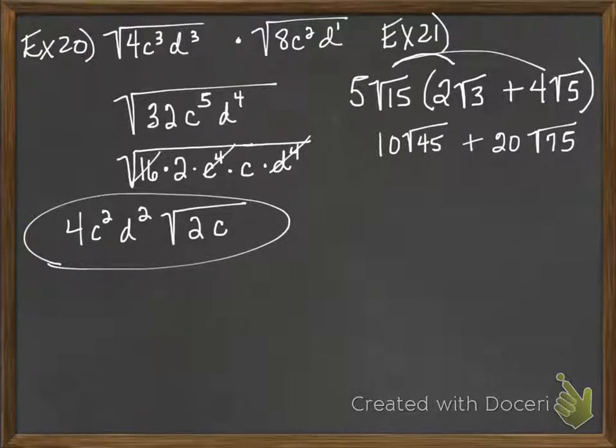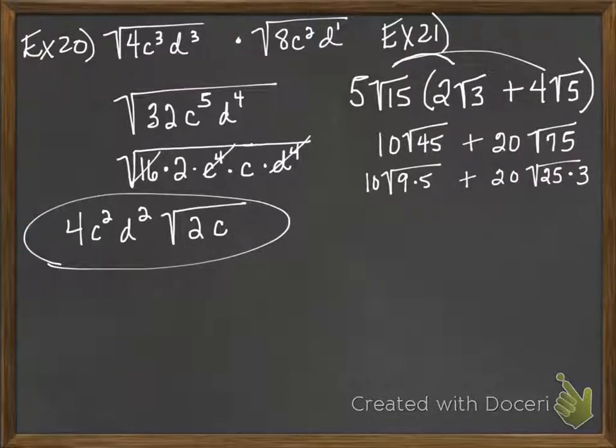Alright, is this the answer? No, why is this not the answer? Got two square roots that can be simplified. 45 can be simplified because what goes into 45? 9. 9 times what? 9 times 5. 75 can be simplified under the square root because what goes into 75? 25 times what is 75? 3. Alright, you're never finished if you have a number under the square root that still has a factor that is a perfect square.